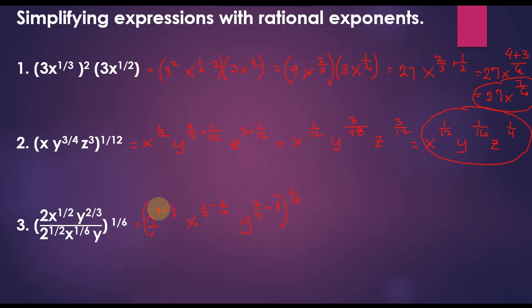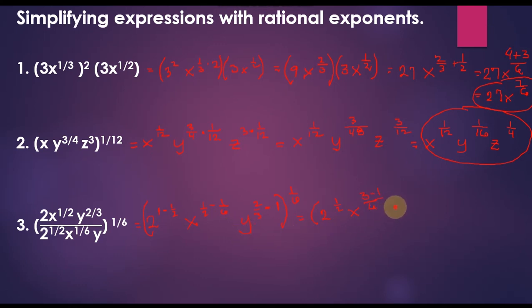Now, let's solve first for these fractions. For 2, 1 minus 1/2, of course that is 1/2. For x, they have different denominators, so these are dissimilar fractions. We need to get the LCD. And the LCD between 2 and 6 is 6. 6 divided by 2 times 1, 3. Then we have here a minus sign. 6 divided by 6 times 1, that is 1.